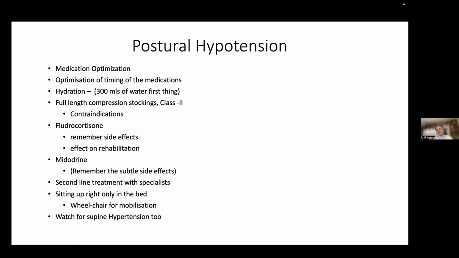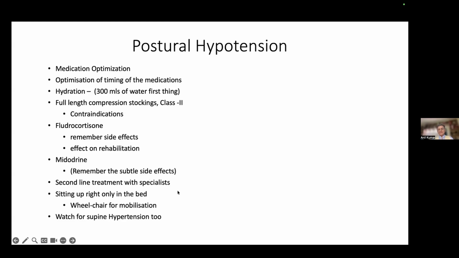Fludrocortisone we normally use. It again works by fluid retention, but you need to understand that if you are increasing the weight of the patient by say 250 or half a kilogram, it will affect the rehabilitation. This is not what I prefer generally. I normally prefer midodrine, but the subtle effect is that the patient will have itching in the scalp because of the piloerection. So if the patient is in the ward and they start to itch, you understand that this could be the side effect of midodrine, and you don't have to stop it, just reduce the dose and it works very well.